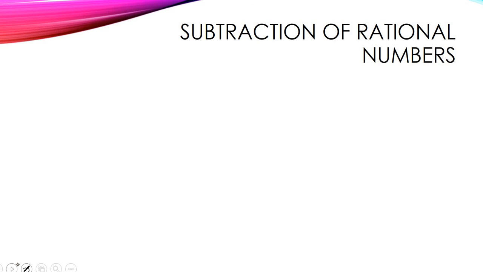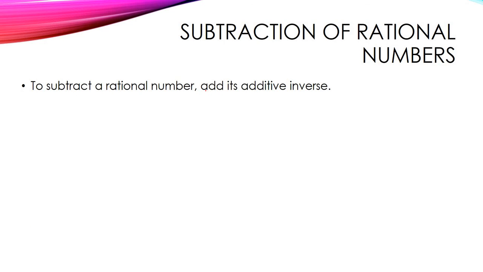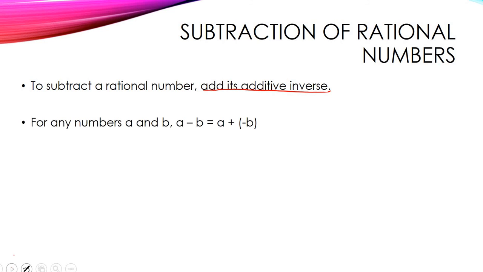Okay. All right, subtraction of rational numbers. To subtract a rational number, simply add its additive inverse. So when we have a subtraction problem, we're going to change it to addition of the opposite. For any numbers a and b, a minus b is the same as a plus the opposite of b. So let's try a few of these. 3 minus 6 is the same as 3 plus the opposite of 6, which is negative 6. Now we're adding opposite signs. Take the difference and use the sign of the larger absolute value.